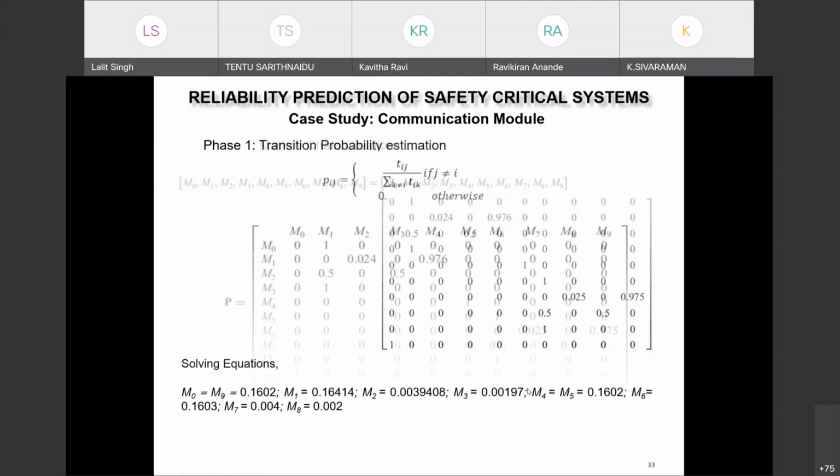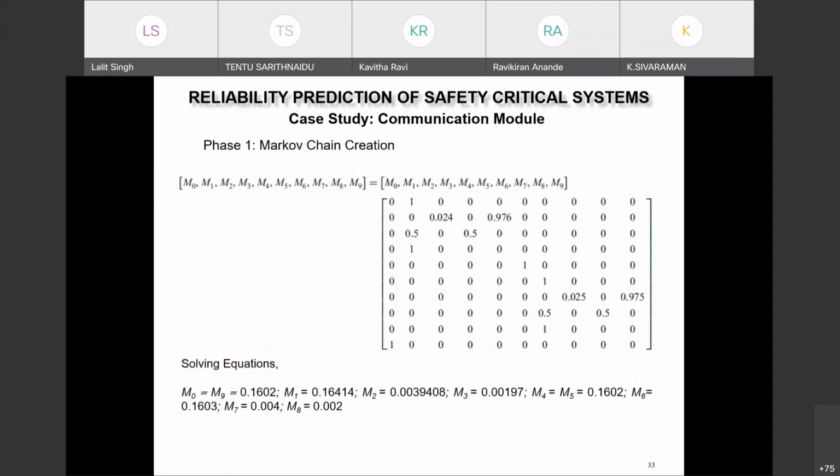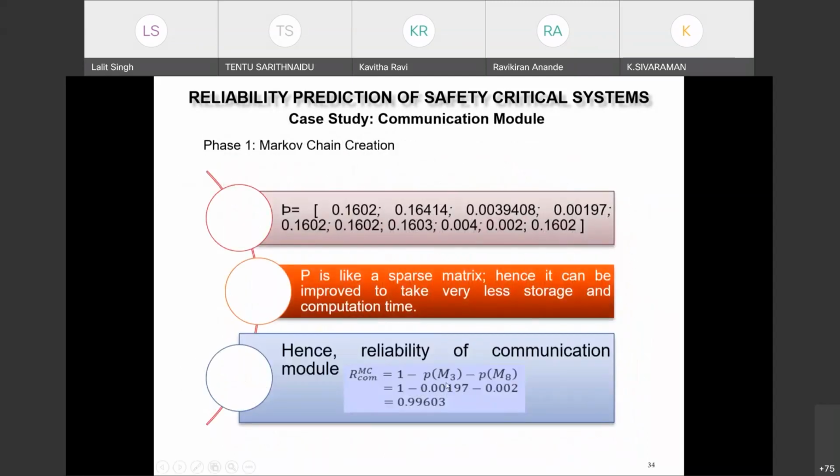And as we said, the two failure states are M3 and M8. So what I can do is add the M3 and M8 probabilities and subtract the sum from 1. And you can see the reliability of the communication module that comes out is 0.99603, which is a very good figure.